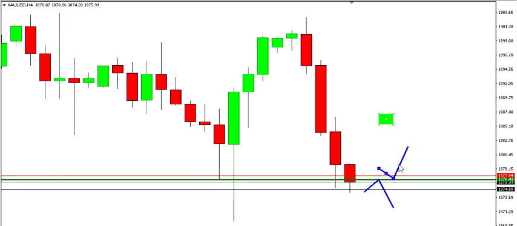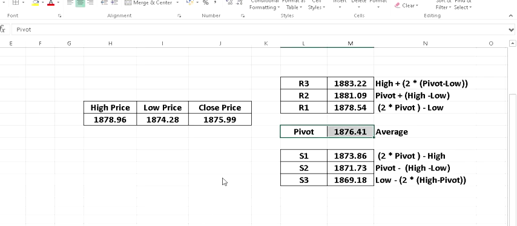All right, so that is basically the explanation on how to calculate pivot. Pivot is very important. Price always reacts to pivot levels.